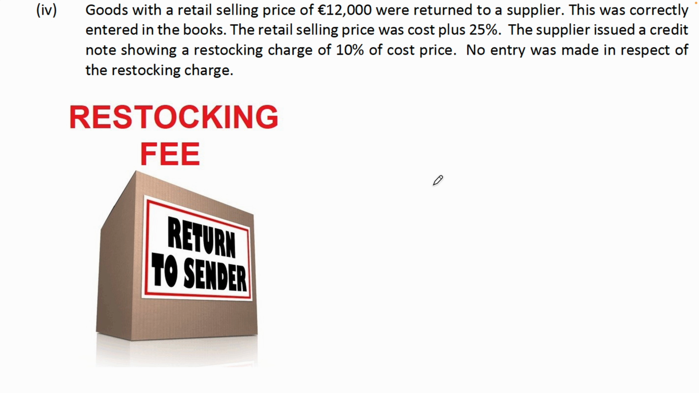Okay, adjustment number 4. Goods with a retail selling price of €12,000 were returned to a supplier. This was correctly entered in the books. The retail selling price was cost plus 25%. The supplier issued a credit note showing a restocking charge of 10% of cost price. No entry was made in respect of the restocking charge. Okay, so let's read this again.